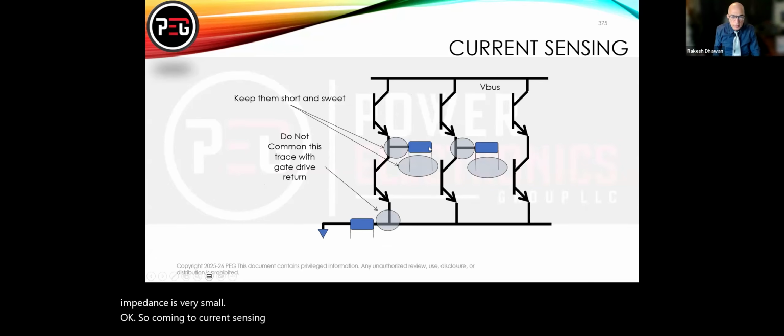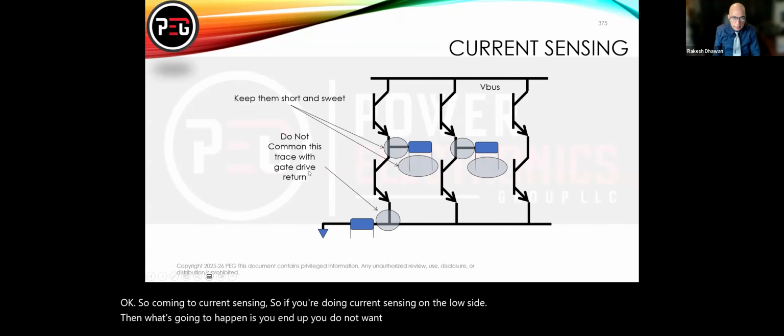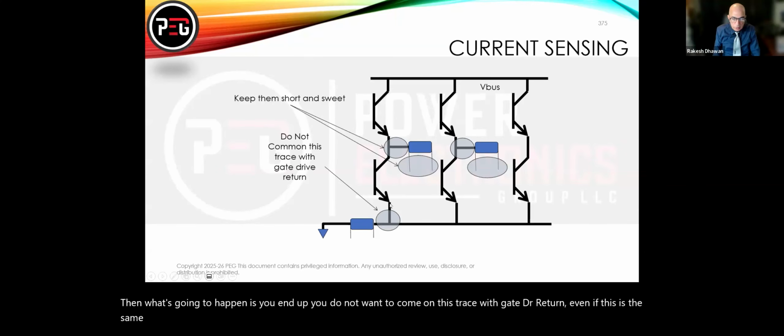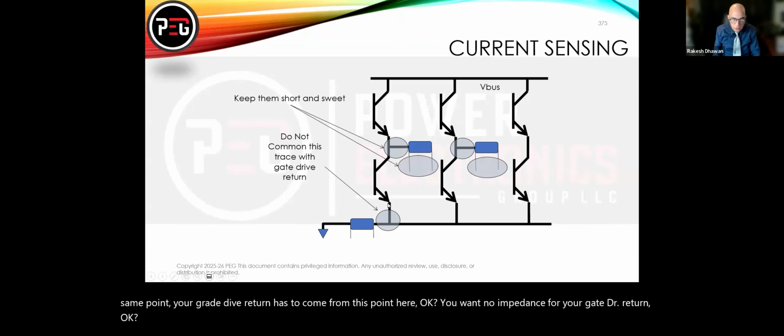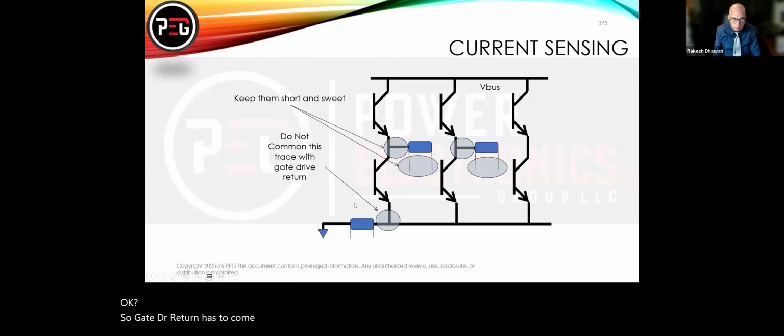If you're doing current sensing on the low side, you do not want to common this trace with the gate drive return. Even if this is the same point, your gate drive return has to come from this point here. You want no impedance for your gate drive return. So the gate drive return has to come right from the source back here.